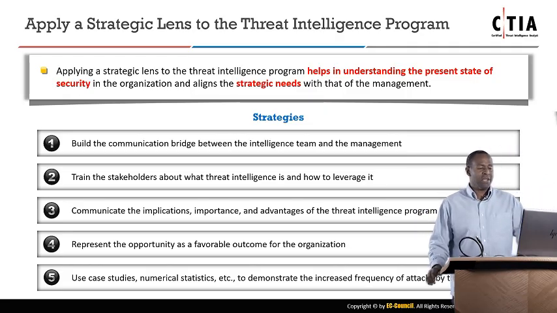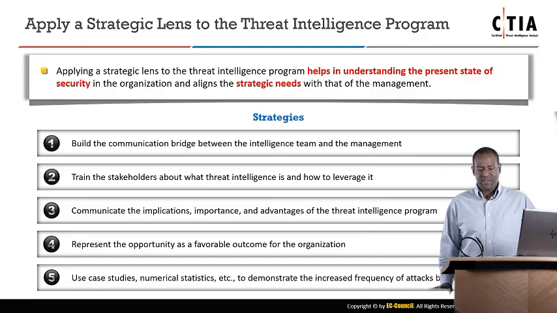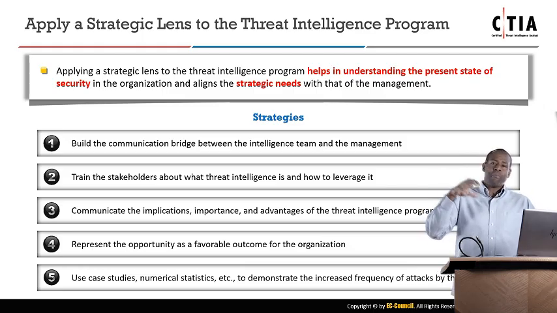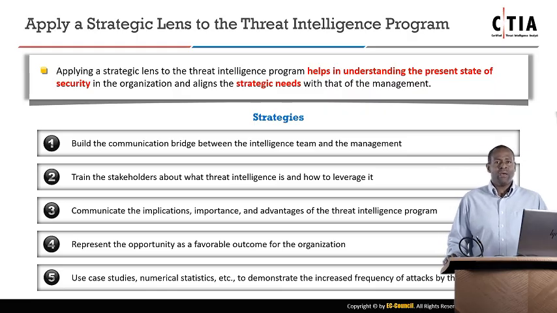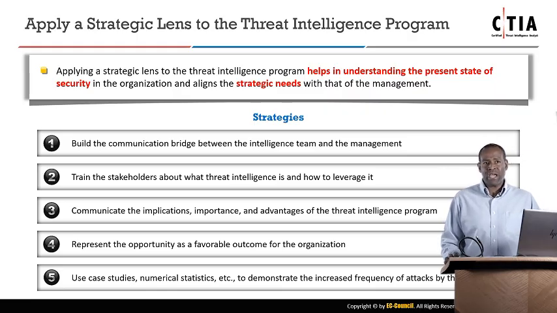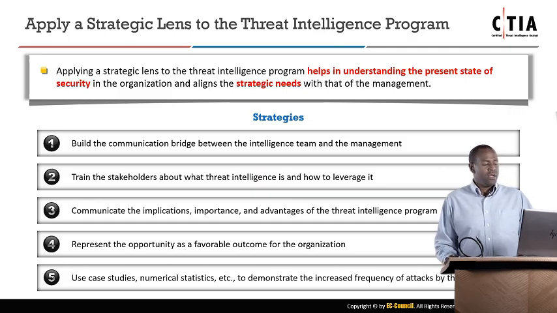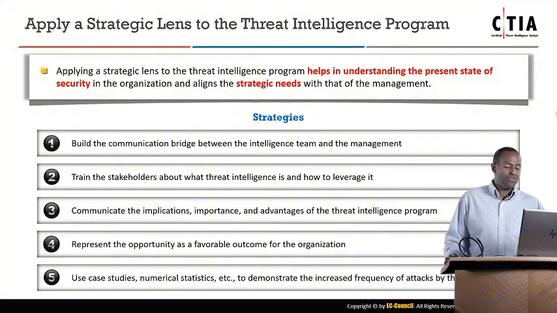Strategies. Number one, build the communications bridge between the intelligence team and management. So in the project, like we were talking about before, communicating with stakeholders, moving from project to implementation, we still have the same level of communication that needs to occur with different stakeholders, perhaps. Management needs to know when we have certain actionable threats, when we have threat actors that are taking action against our organization. Number two, train the stakeholders about what threat intelligence is and how to leverage it.